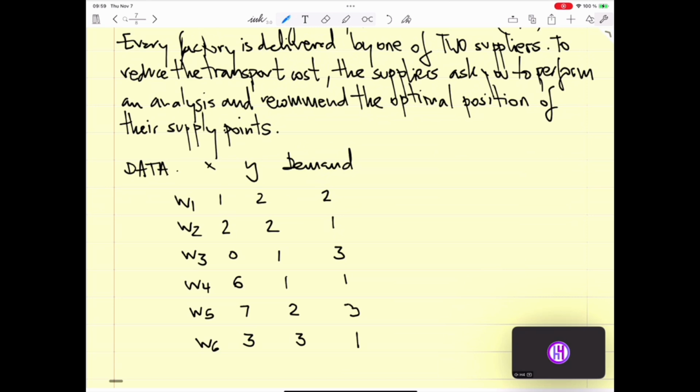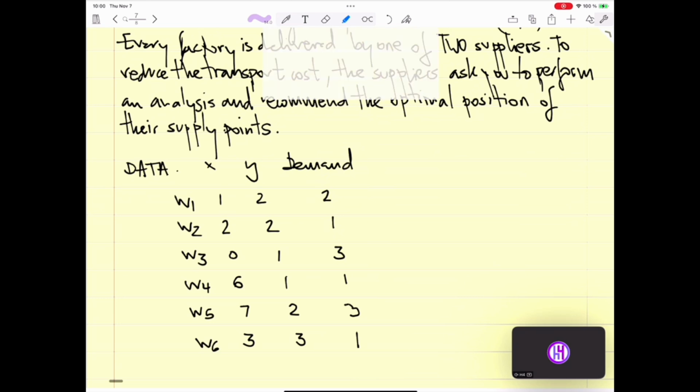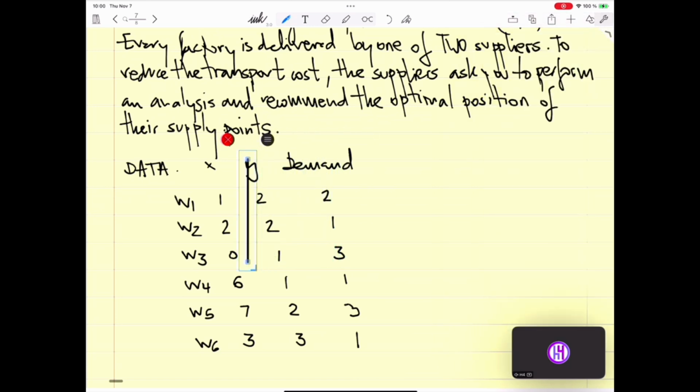But here, be careful, because you need to take into account something that we have not taken into account in the other problem, which is the demand. This means you need to be doing a weighted calculation of the centroids. Some factories have more demand than others. Okay? So there is a weighted calculation of the centroids. I leave you with a problem. Enjoy the problem. Okay?